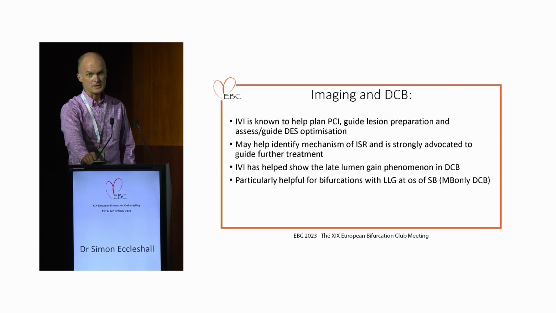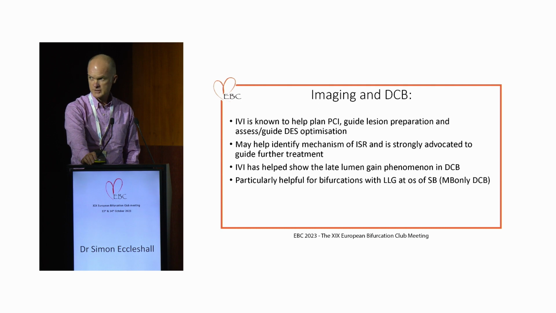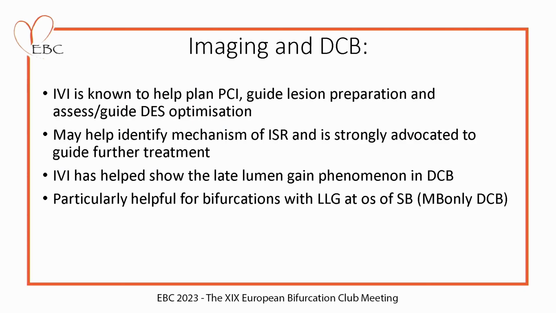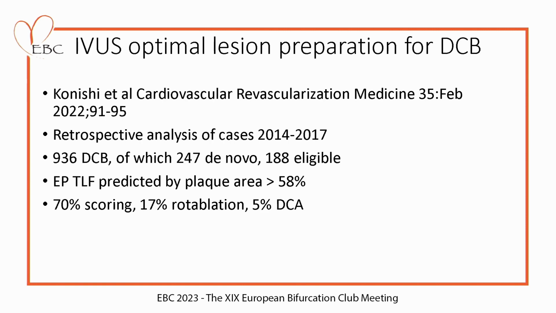So, imaging and DCB. Well, imaging we know for stents is really important to plan the procedure, tell you how you've done your lesion preparation, and then optimise the stents afterwards. It may be helpful for in-stent restenosis and is strongly advocated in the further treatment of it, particularly identifying the cause of stent failure. Franz has just told you about late lumen gain at the ostium of the side branch, which I think is particularly pertinent here for a bifurcation discussion. And yeah, it's all about main branch DCB really.